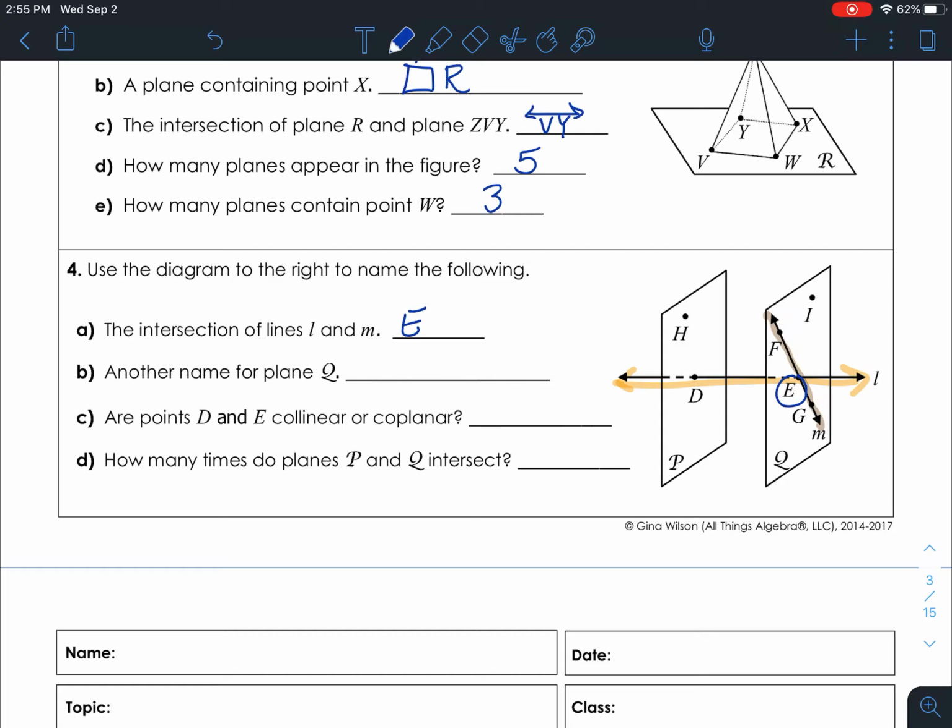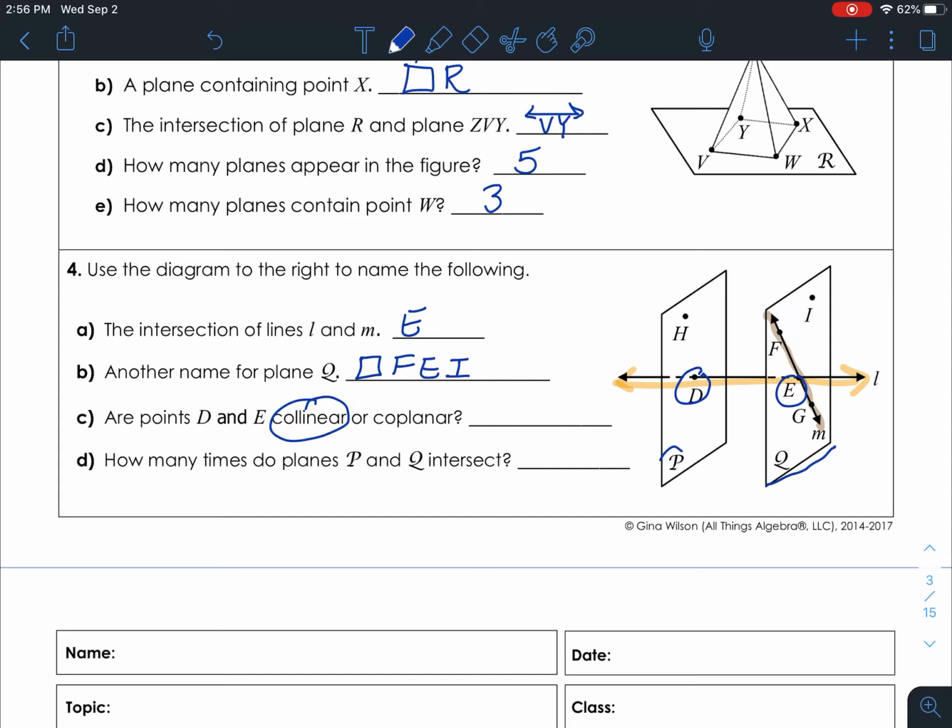Name another name for plane Q. So plane Q is this piece of paper right here. Okay, I'm going to name it with 3 points. So I'm going to use plane F, E, and I. 3 points that are non-collinear. Are points D and E collinear or coplanar? D and E are on the same line, so that would be collinear. Coplanar would mean that they are on the same plane. These do not show that they are on the same plane, so we're just going to stay with collinear.